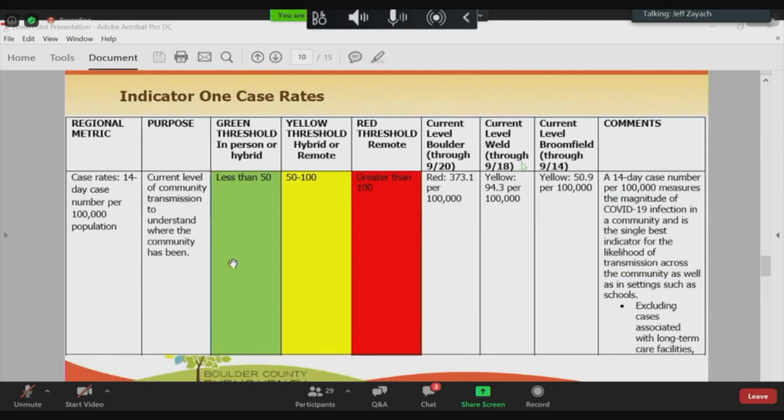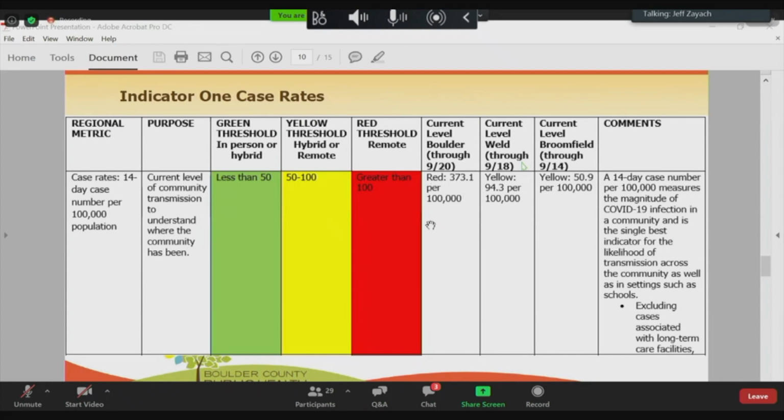So this first framework indicator, and these are, again, the same ones that I outlined to you a couple of weeks ago, is finalized and in chart form with actual numbers in it at this point. First one is case rates per 100,000 population. And if they're green, then we are recommending in-person or hybrid. If it's in yellow, then we are recommending hybrid or remote. And if it's in red, we are recommending remote.